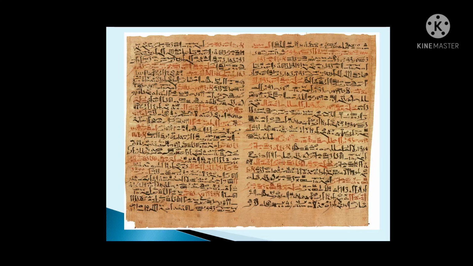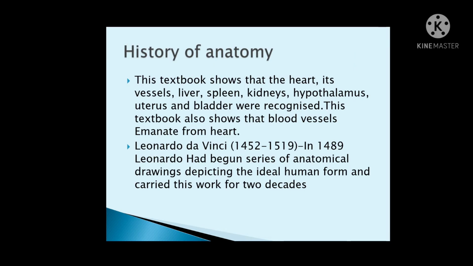Guys, you can see the picture exhibiting a page of Edwin Smith's Surgical Papyrus. This book shows that our heart, blood vessels, liver, hypothalamus, uterus and bladder were recognized in 1600 BC. And it is also described in the book that blood vessels emanate from the heart.